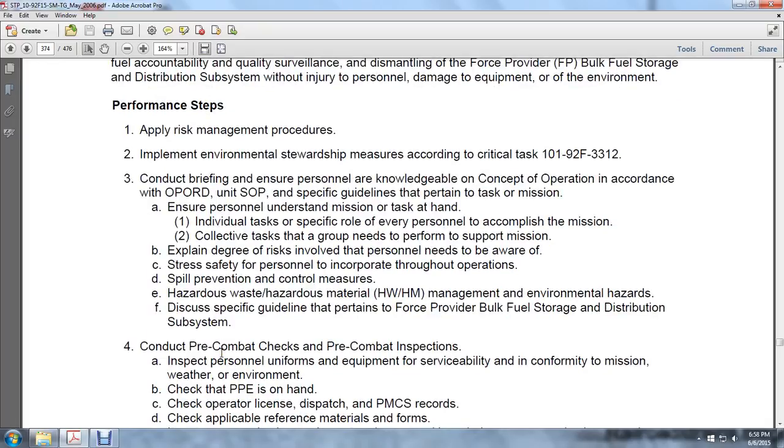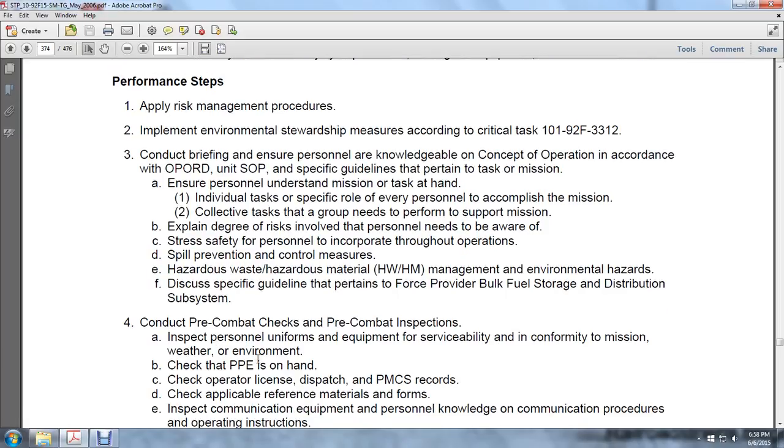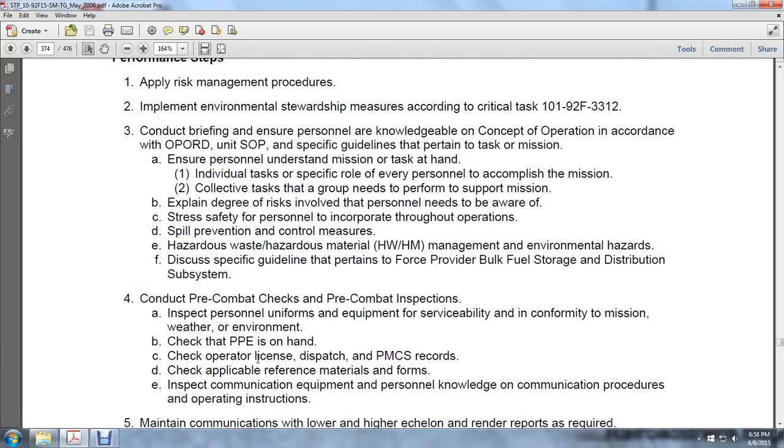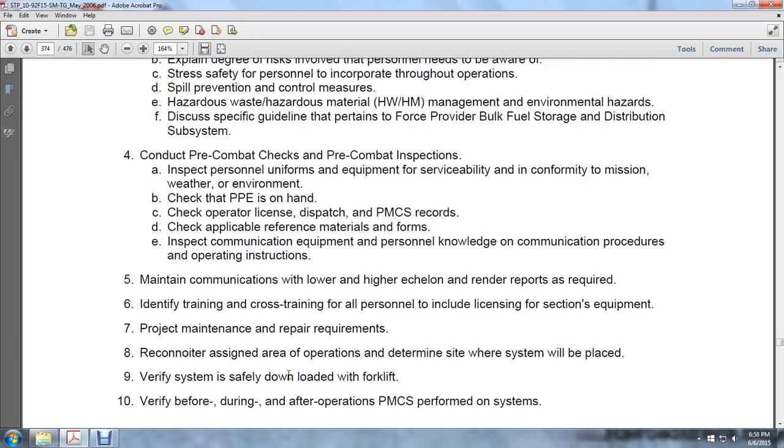Conduct pre-combat checks and pre-combat inspections. Inspect personal uniform and equipment for serviceability and conformity with the mission, weather, and environment. Check that the personal protective equipment is in hand. Check the operator's license, dispatch, preventive maintenance checks and service records. Check applicable reference materials and forms. Inspect communication equipment, personnel knowledge of communication procedures, and operation instructions.